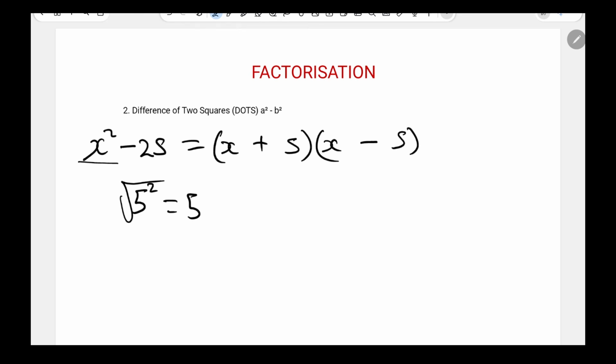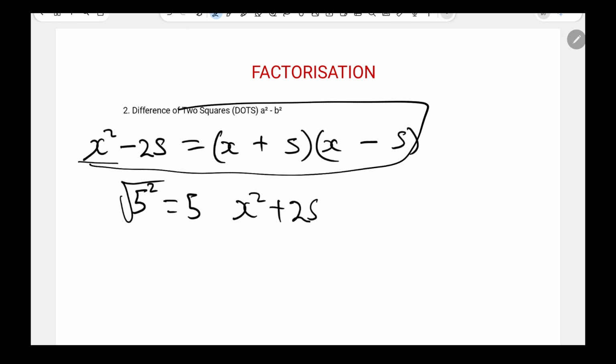Remember guys, x squared plus 25 cannot be factorized this way. You factorize this way only if it has a negative sign, not a positive sign.